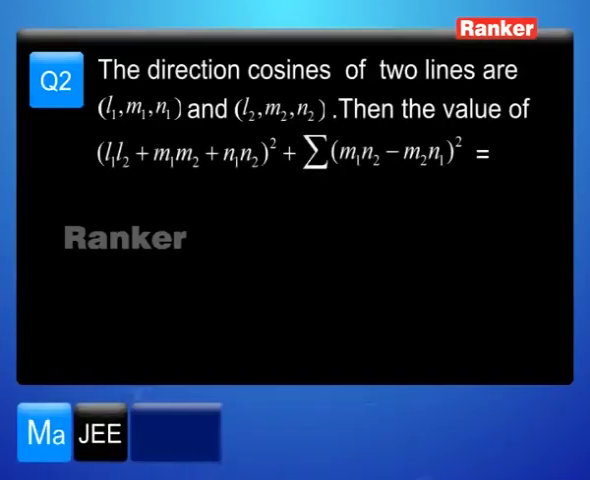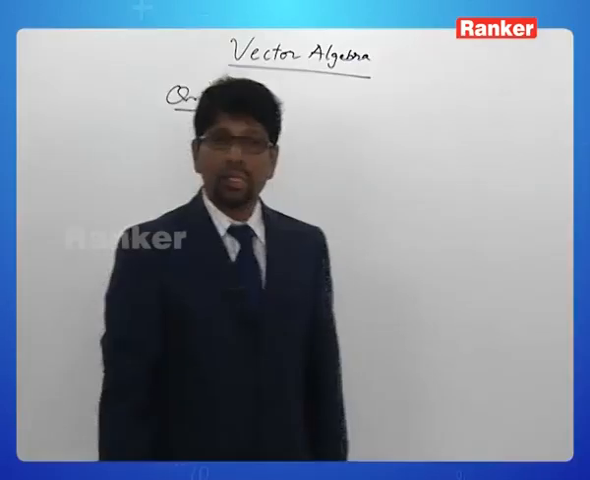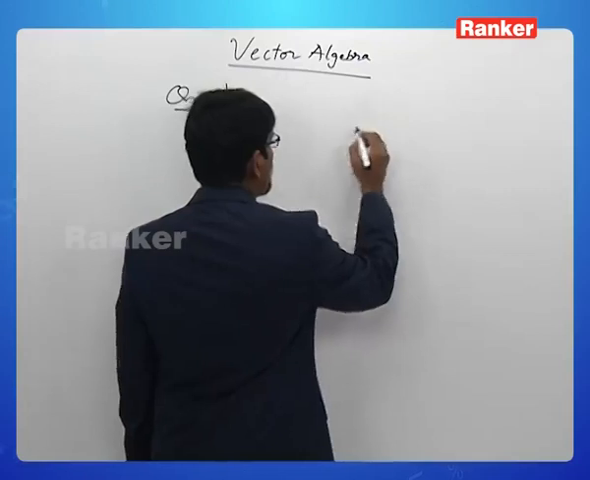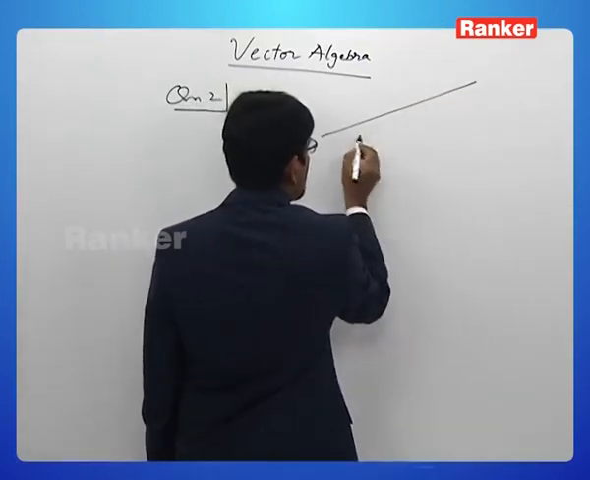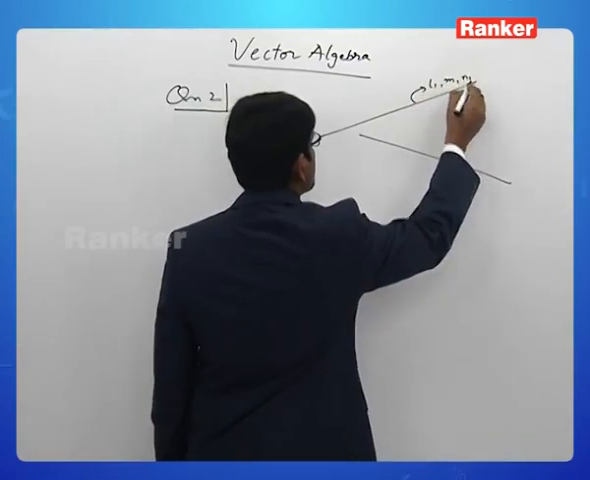The direction cosines of two lines are l1, m1, n1 and l2, m2, n2. Then the value of (l1 l2 plus m1 m2 plus n1 n2) whole square plus sigma (m1 n2 minus m2 n1) whole square is equal to: first option 1, second option 0, third option 4, fourth option 2. Let's have a look at this. Now we have two lines whose direction cosines are given by l1, m1, n1 and l2, m2, n2.